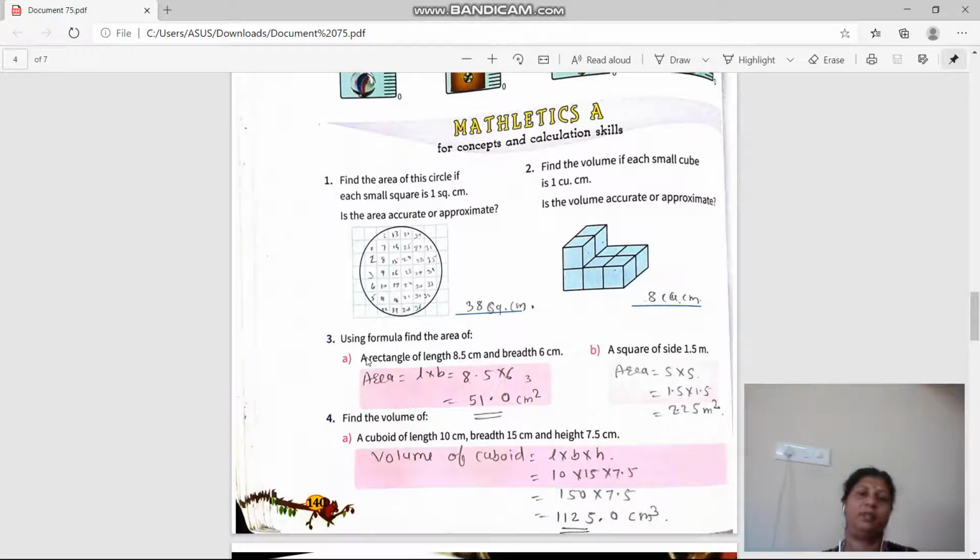Get it? Now next, using formula find the area of rectangle, length 8.5, breadth 6. So what is the formula for rectangle? Area of rectangle is equal to L into B, that is 8.5 multiplied by 6. So it is 51.0 centimeter square. Okay. Now next, B, area of a square of side 1.5. So area of square is equal to side into side, that is 1.5 multiplied by 1.5. We get 2.25 meter square. Okay.